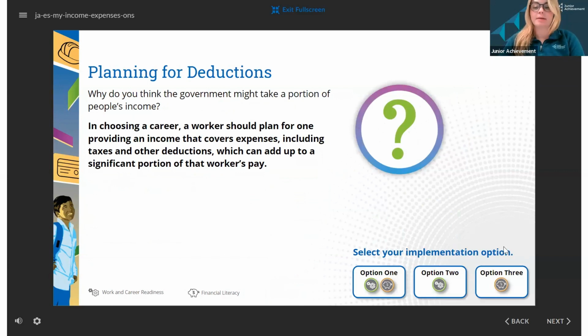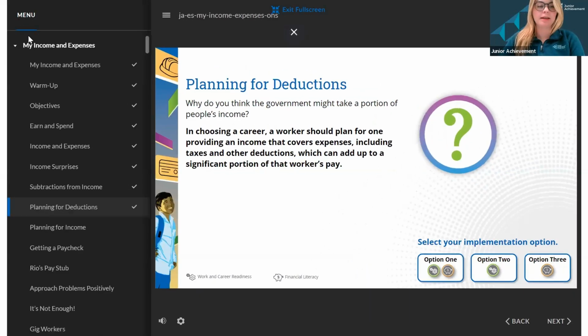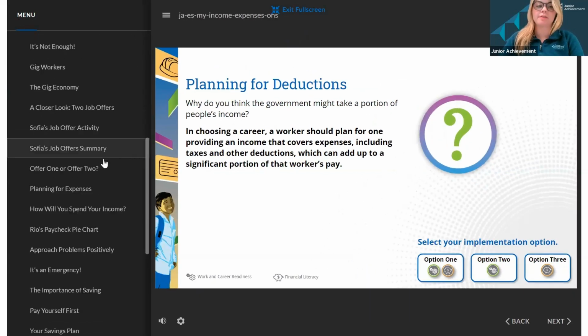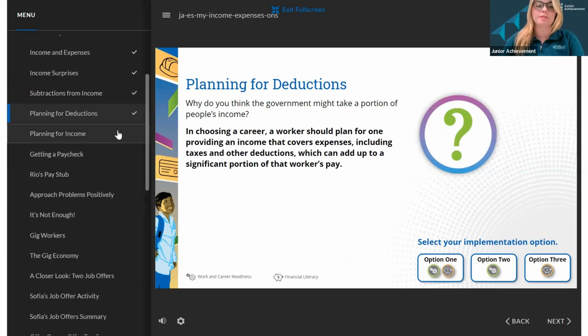So again, either I'm going to select option 3, which is the image of the piggy bank, which represents the financial literacy portion of the lesson. Or if I make a mistake and I need to navigate, I can also expand my menu by going to the top left-hand side and clicking, and then you can see the titles of all of the slides. So if you know where you're going, this is a great option for you as well.